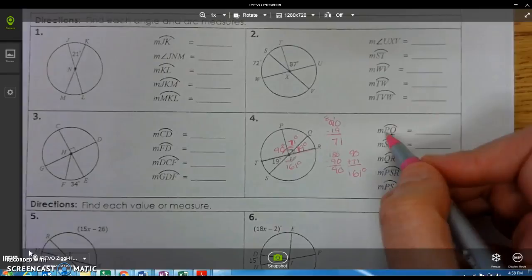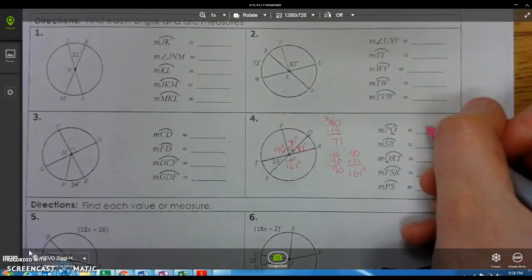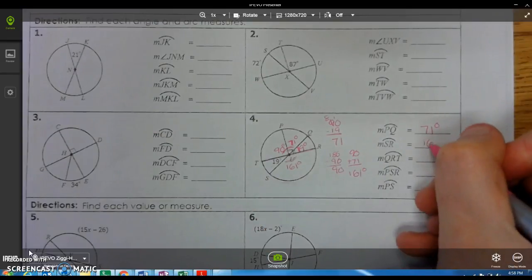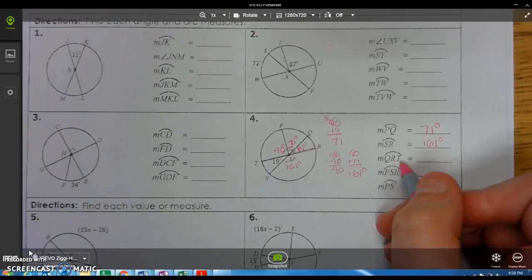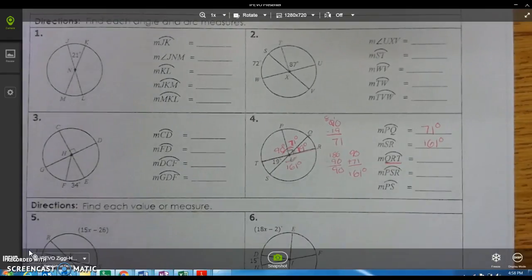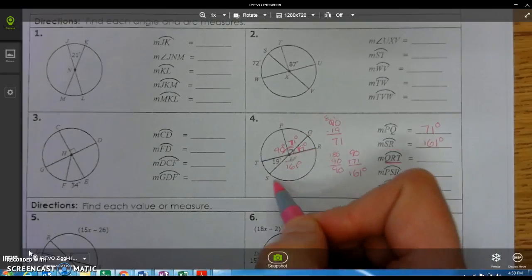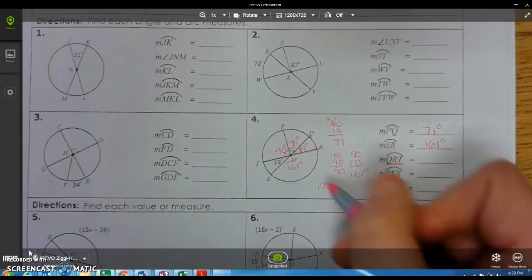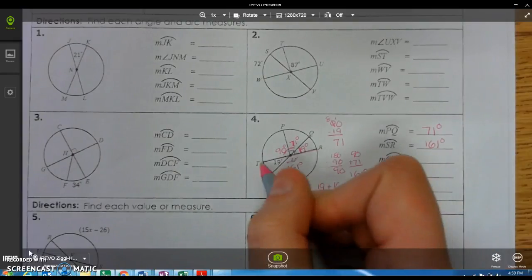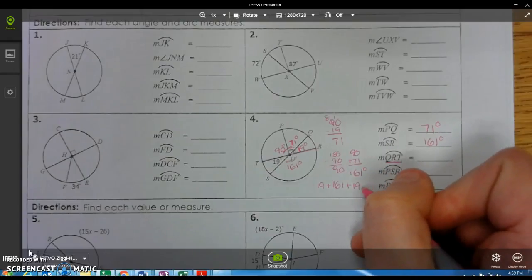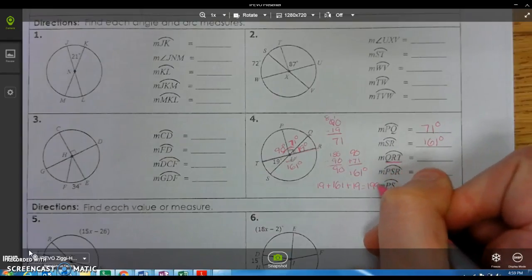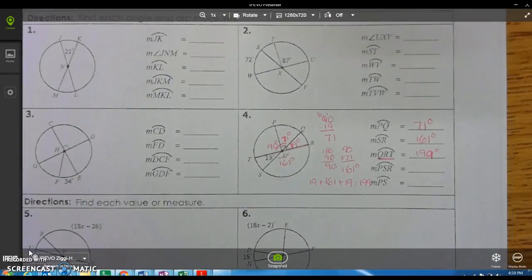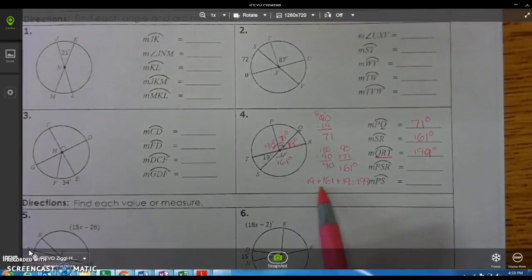So let's look over here. PQ is 71. SR, 161. QRT, so this is going to be a major arc, which means I'm going to have to end up adding. So QRT. QR is 19. R to S is 161. TS is 19. Equal to 199. And all I had to do is add the three pieces that make that up.